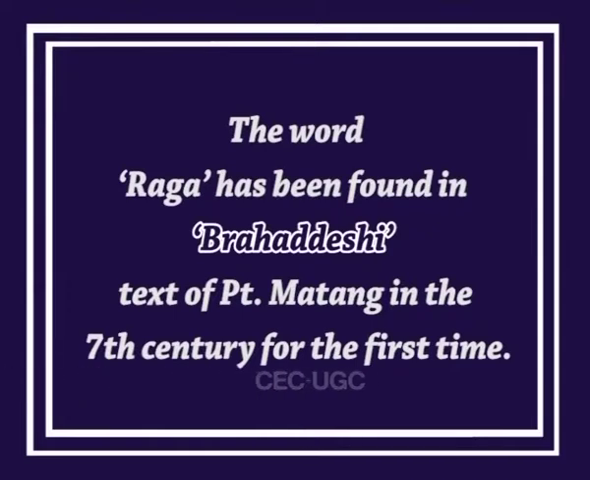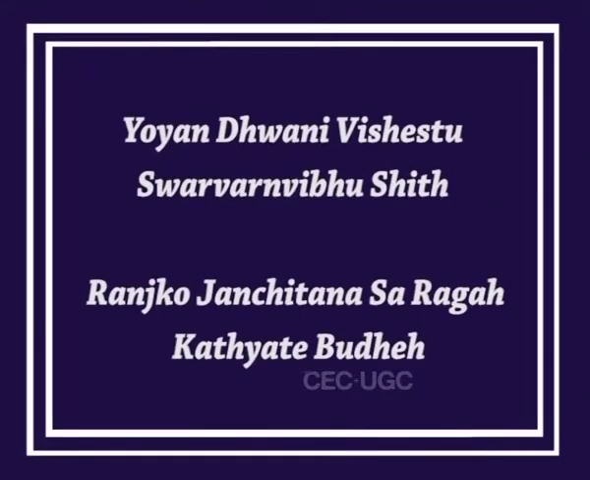It is not irrelevant to mention that the word rag has been found in Brihaddeshi text of Pandit Matang in the 7th century for the first time, and since then it has been defined in various ways by the forthcoming music scholars. But not even a single definition gives the exact and accurate picture of the Indian term rag in its present sense. However, in the Sanskrit text Abhinav Rag Manjari, rag has been defined as Yoyan Dhvani Visheshatu Swar Varana Vibhushita Ranjko Janchitana Sarag Kathita Buddha, which means such a peculiar combination of swar and varans having the capability of pleasing the minds of the listeners is known as rag by the intellectuals or the wise people.